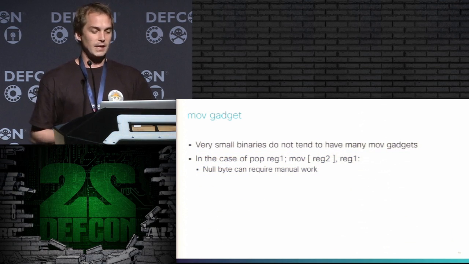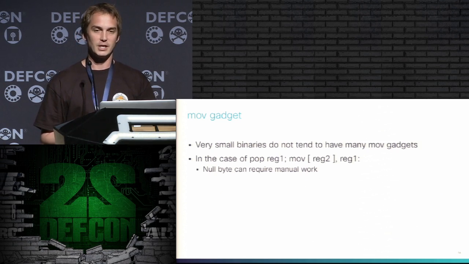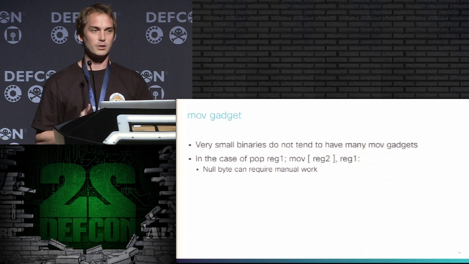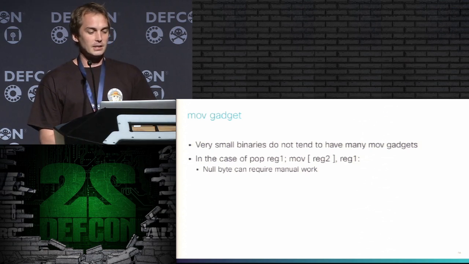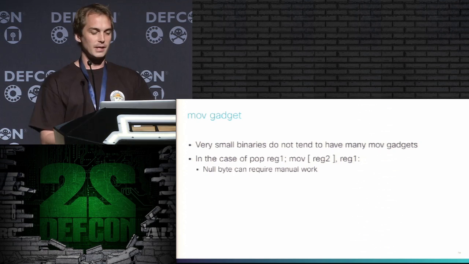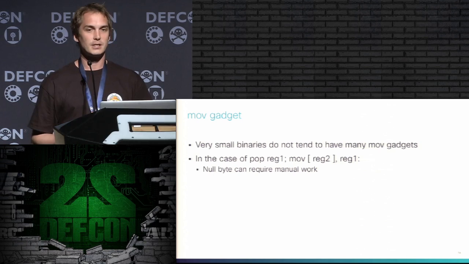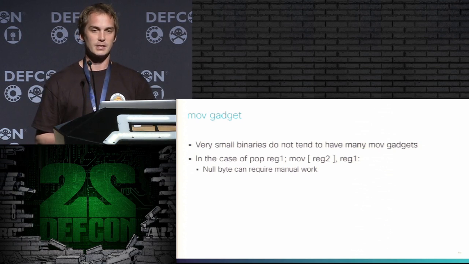So back to the move gadget. Very small binaries do not tend to have many move gadgets, so the automation of the payload is complicated. And in the case of this particular gadget I'm showing, you sometimes have a problem with null bytes, and it also needs some extra work to get rid of them.